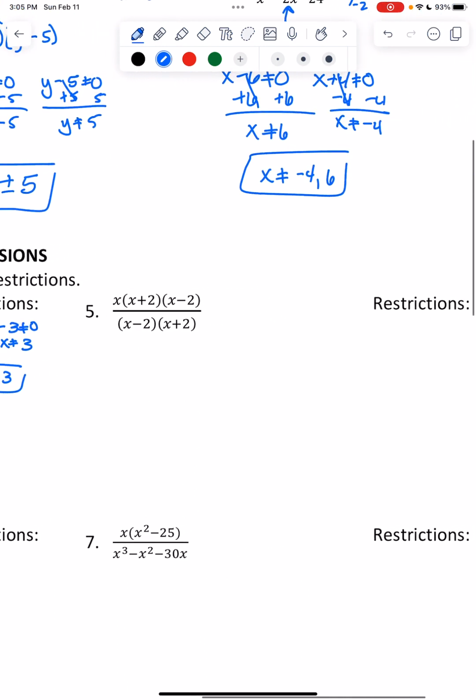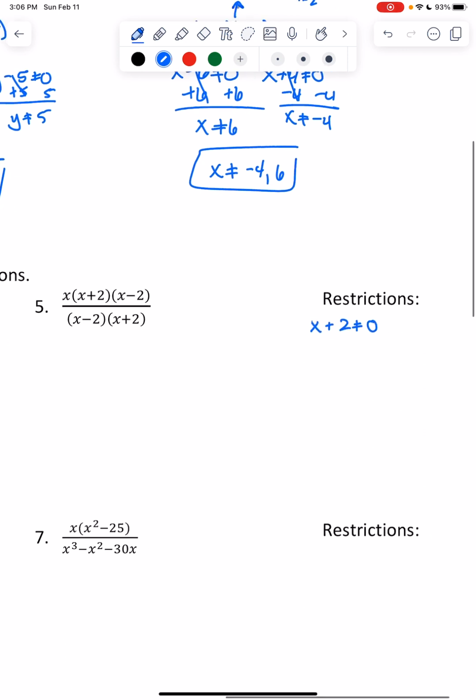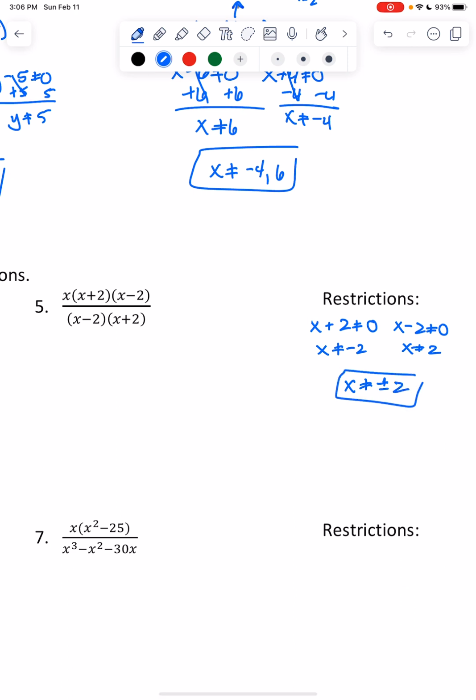For number 5, same thing. This one is factored for us. So for our restrictions, we just look at the bottom. So x plus 2 cannot equal 0. X minus 2 cannot equal 0, so subtract 2. Add 2. So x cannot equal positive or negative 2, plus or minus 2.